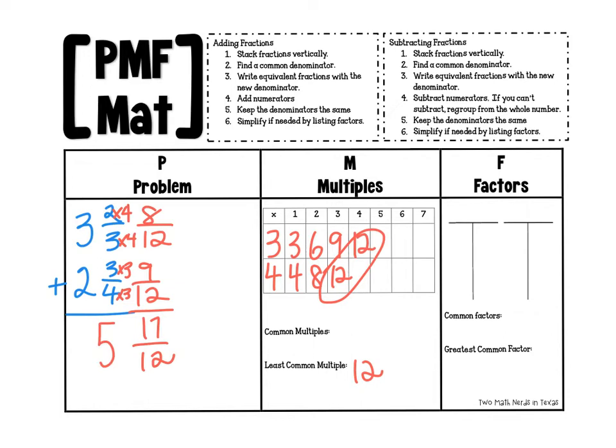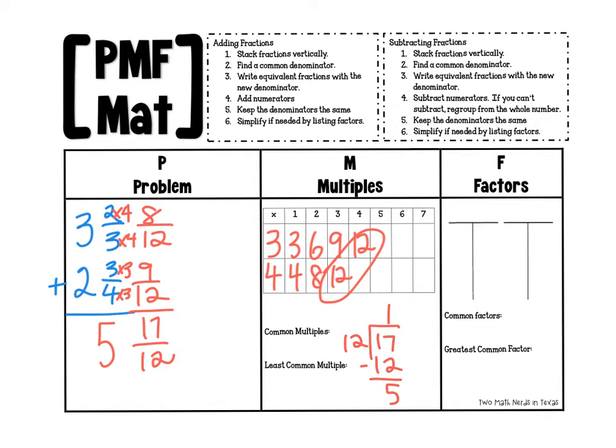Now, when I'm looking at 17/12, that is an improper fraction. I don't want to leave that as an improper fraction. I want to convert it to a mixed number. So I'm going to use this open space over here in my multiples just to show some work. So I'm going to do 17 divided by 12. 12 goes into 17 one time. 1 times 12 is 12. I subtract and I get 5.